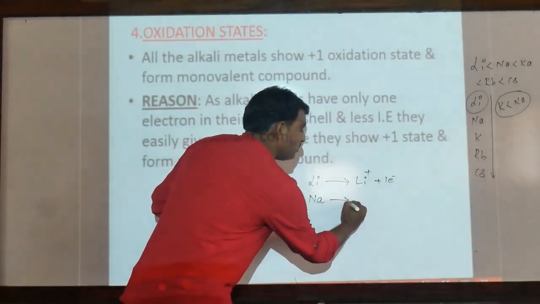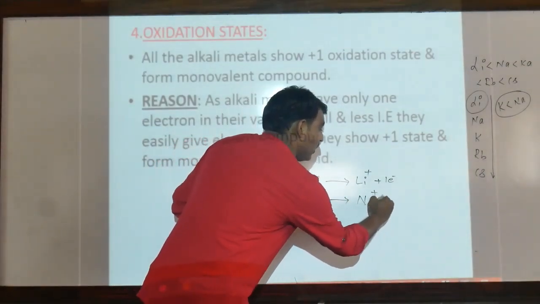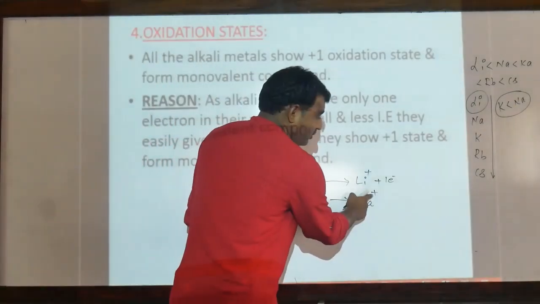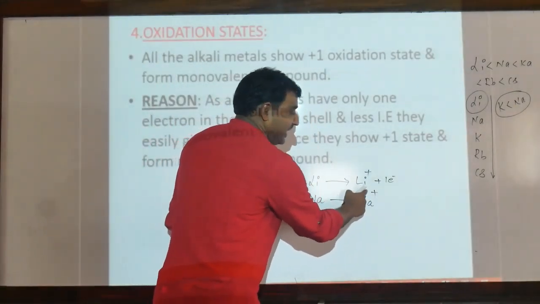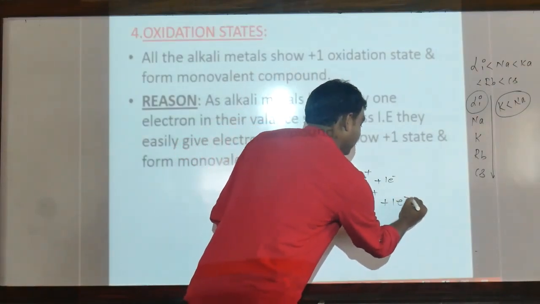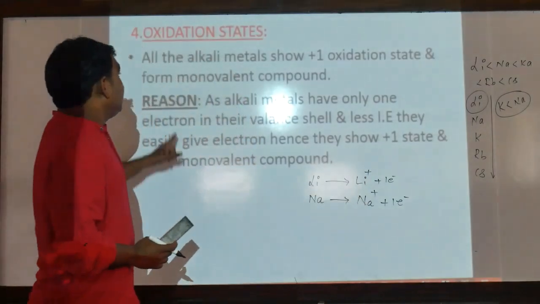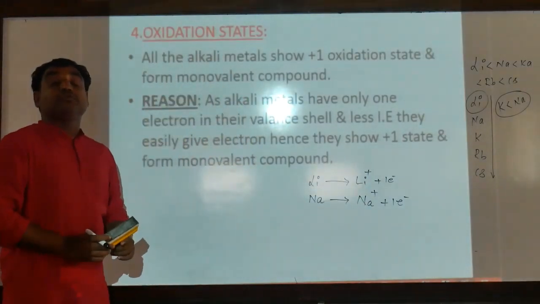Sodium will lose the one electron. Loss of electron can be denoted by the plus sign. This will lose the one electron, hence we write Na+ by the loss of one electron. So it will form a monovalent cation. All the alkali metals show a +1 oxidation state.